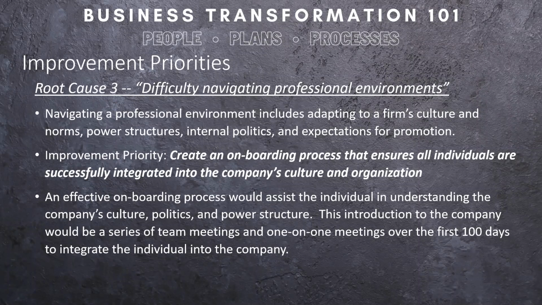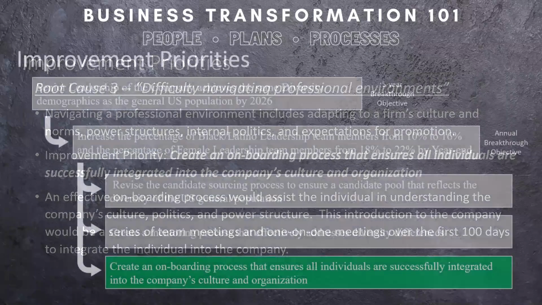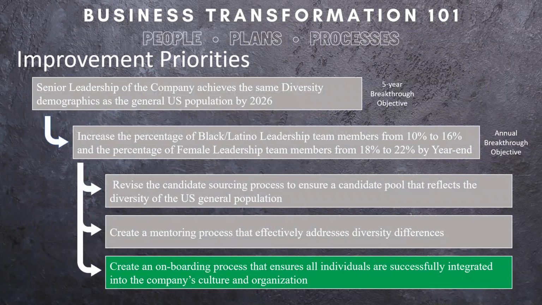An effective onboarding process would assist the individual in understanding the company's culture, politics, and power structure. This introduction to the company would be a series of team meetings and one-on-one meetings over the first 100 days of the candidate's employment to integrate the individual into the company. This graphic shows the third and final improvement priority, addressing the annual breakthrough objective. As you can see, there are 3 improvement priorities associated with driving to the annual breakthrough objective.